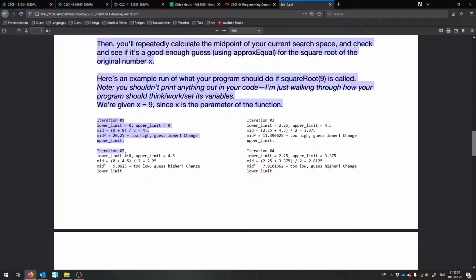Okay? And now we're in iteration number 2. We've changed our upper limit to be the old midpoint. That's what you do. The old midpoint becomes one of your new limits. And again, you'll make a guess. Now I take the midpoint between 0 and 4.5.